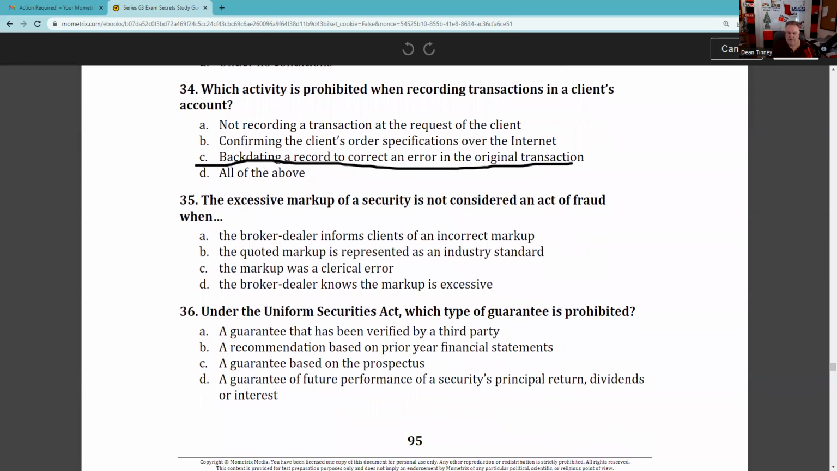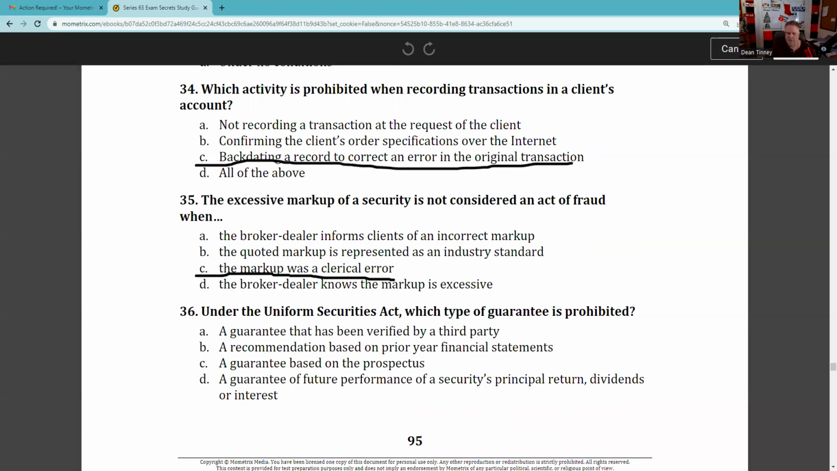The excessive markup is not considered an act of fraud when the broker-dealer informs the client of the incorrect markup, the quoted markup is represented as an industry standard, or the markup was a clerical error. Given that answer set, I think clerical error would be the most acceptable. Again, I'm doing this real time. I'm not a fan of some of these questions, particularly this one, but given that answer set, I'm using my Sesame Street trick to say, that seems like the one that's least likely to be a problem.